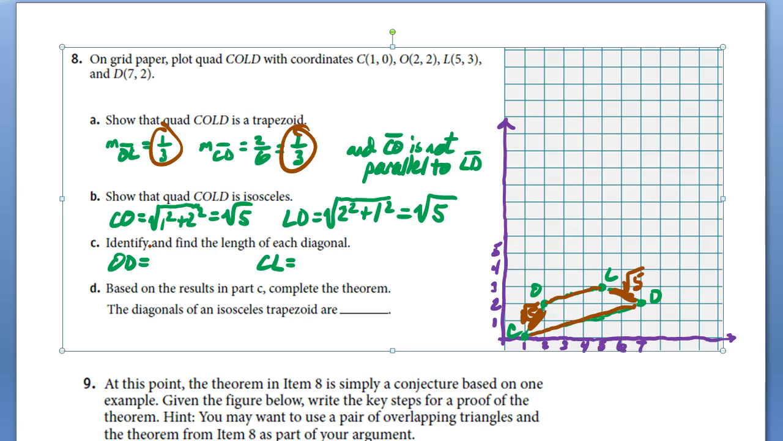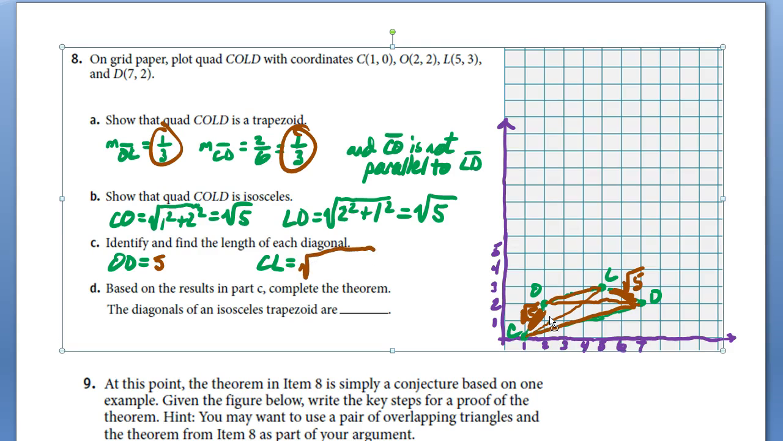Question C, identify and find the length of each diagonal. So one diagonal runs from O to D. It's segment OD. So what's its length? Well, because that's horizontal, we could just count the units. 1, 2, 3, 4, 5. That's 5 units long. The other diagonal runs from C up to the L. So it's diagonal CL. Let's find its distance.